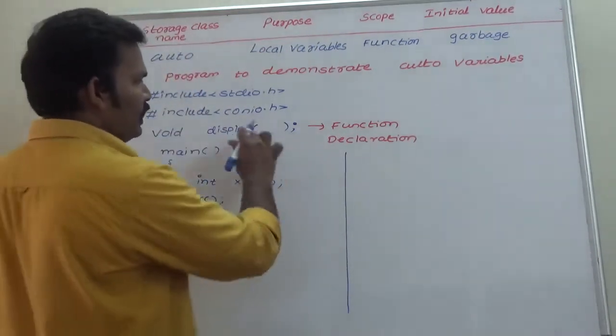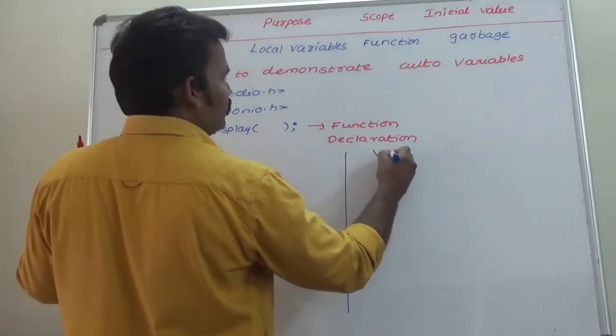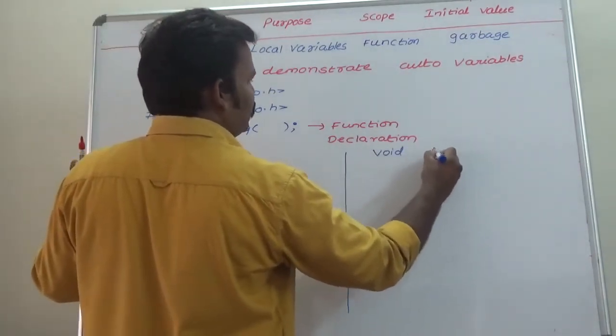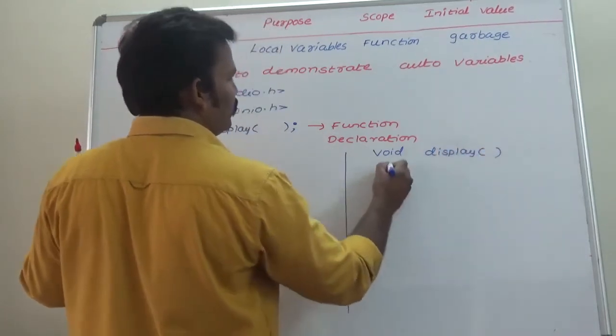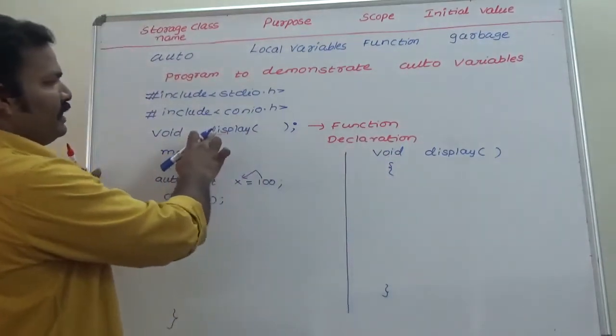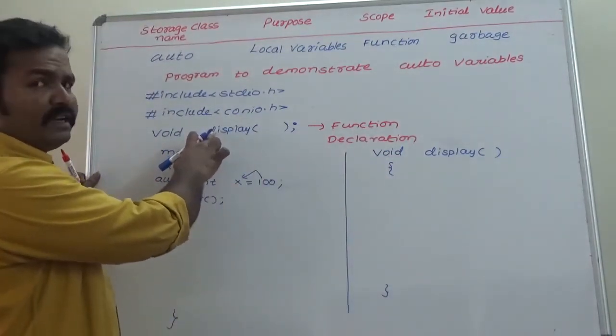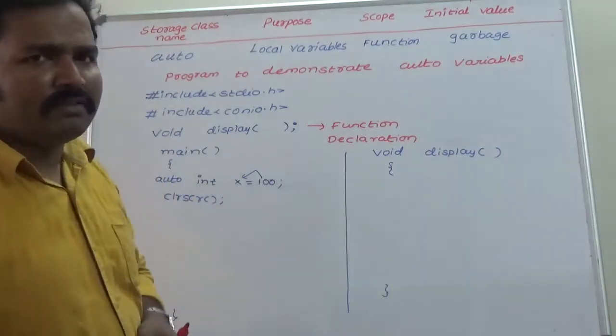Okay, I am defining this particular function. Function return type is what? Void, function name display. So this is the function definition. A function declaration does not contain a body. A function definition contains the body of the function.